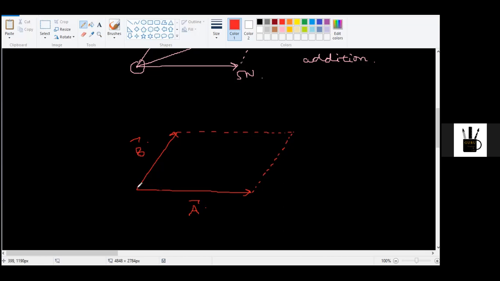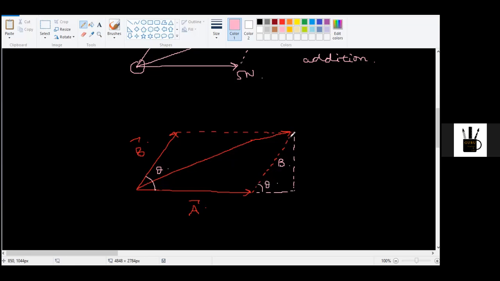So if I say this is my resultant, what I will do is, if this is B, this is also B. And let's say the angle between A and B is theta. So between A and B is theta means this is also A direction and this is B. So that means this is also theta.